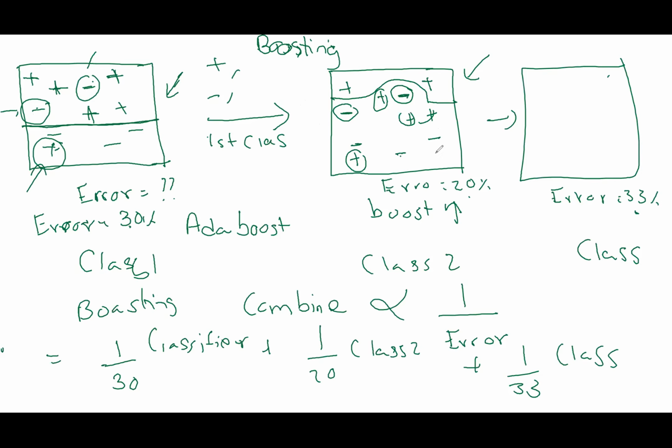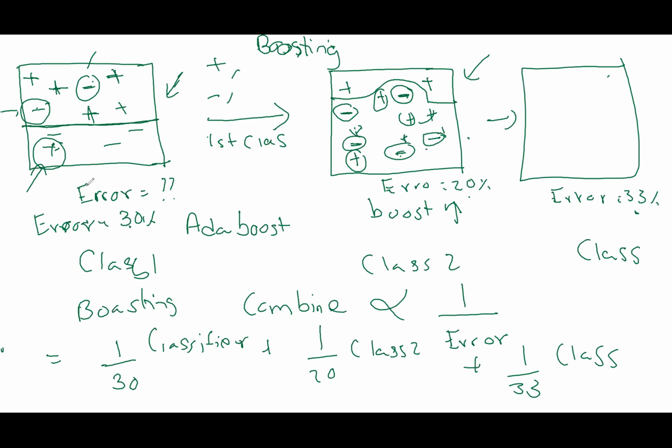And then the next time when it tries to classify one step further, it again tries to classify these ones properly, because these are the ones which are misclassified the second time. So then it creates another classifier which tries to classify these things.